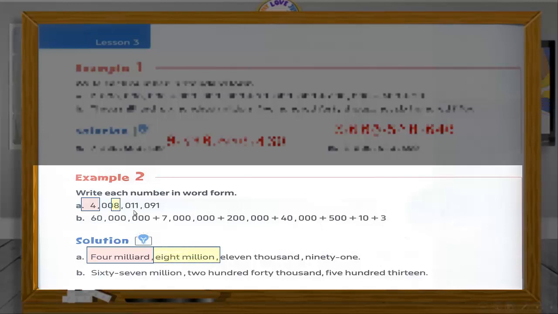11 in thousands place, we have 11 what? 11,000, because we are in the second period, the thousands place, so you should say 11,000. 91, 11,091.